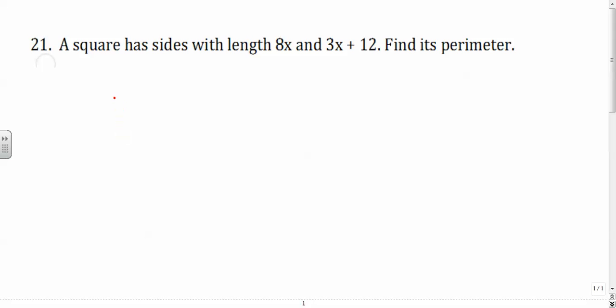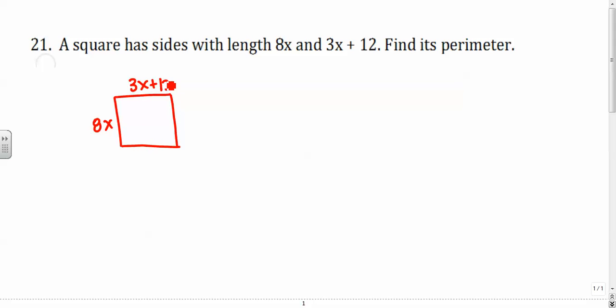I would hope that whether you guys are looking at a problem with a square or a rectangle, your first strategy is to draw a picture. Okay, so a square, I've got my square. I know one side is 8x, another side is 3x plus 12. I think I said 2. 3x plus 12. Now, because this is a square, we know all four sides are congruent.